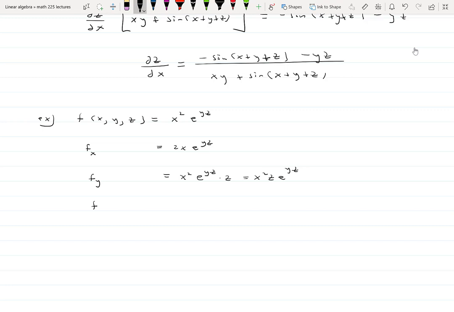So let's take the derivative of f with respect to z. That means we hold x and y constant. So x is constant, so it just follows along. What's the derivative of e to the yz with respect to z? It's e to the yz. What's the derivative of yz with respect to z? That means we hold y constant. Times y, so it's x squared y e to the yz. I just thought I'd introduce a function of more than one variable just so you see that this can extend.